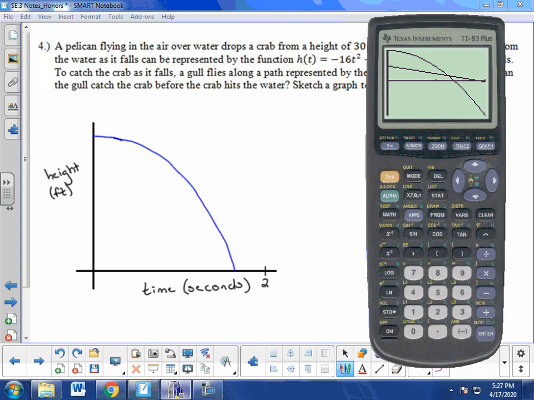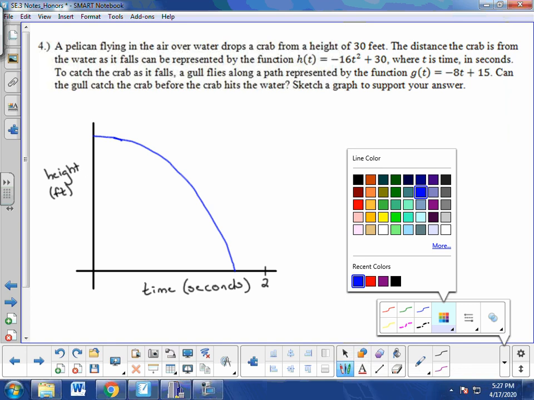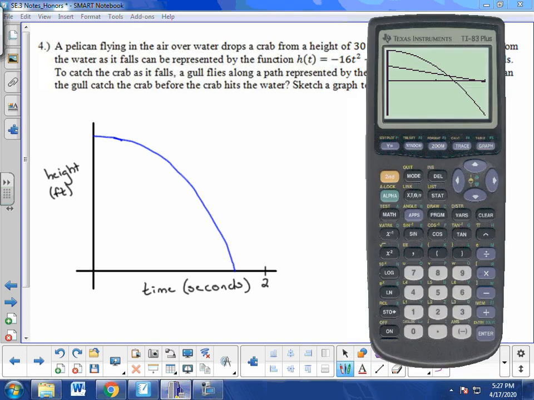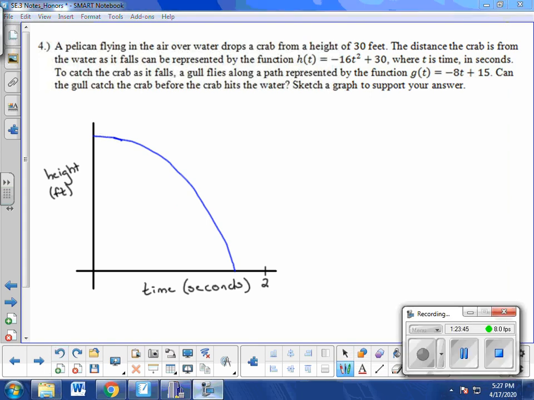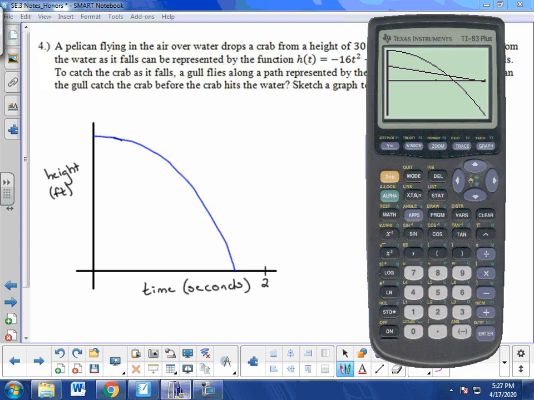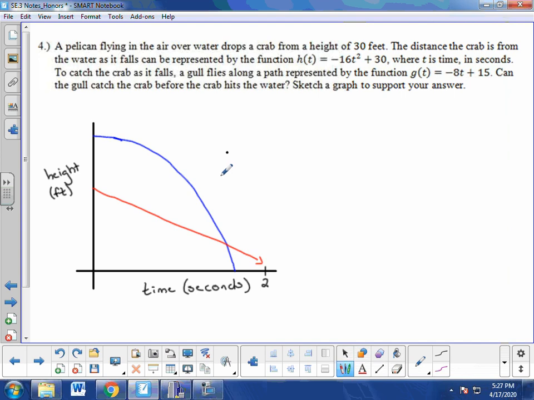So there's my height of the crab, and it doesn't have to be perfect, but we want something that looks kind of like the graph we see. And here's the goal. The goal is flying at a rapid pace, at a steep angle, to try to intersect that crab. And the question just asks, can the goal catch the crab before the crab hits the water?